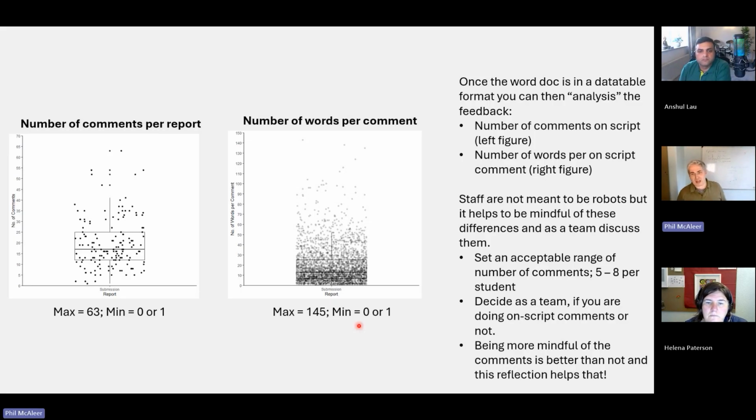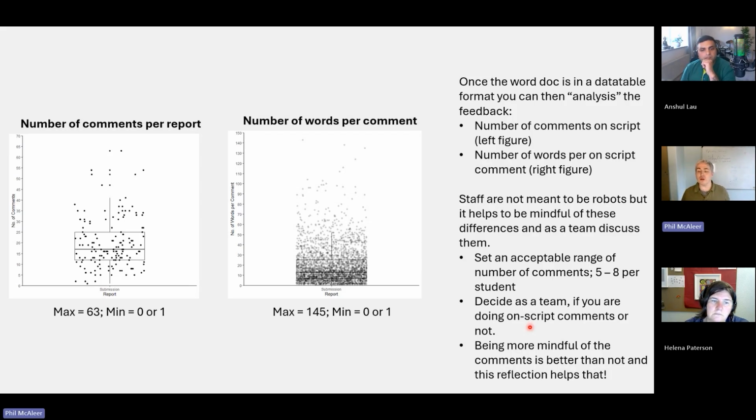So from this sort of analysis, what we've been able to do as a team is start thinking about things like setting an acceptable range for the number of comments, maybe 5 to 8 per student, right? So it means that staff are not going over the top in the number of comments, just firing on every single comment, and there's some level of consistency across the students. So for example, if you're doing a report that's got an introduction, methods, results, discussion, abstract, you might have 1 comment per section. But these are things you can decide as a team.